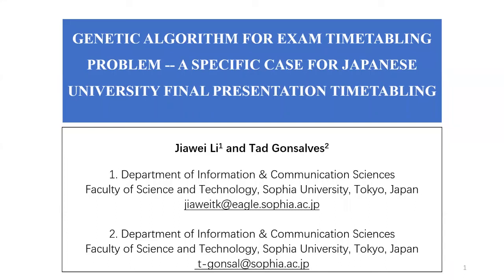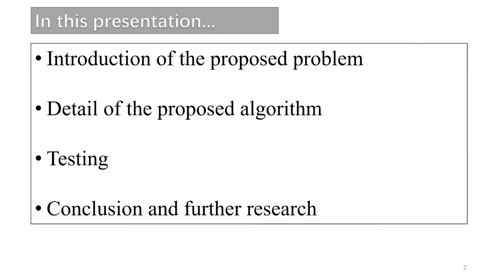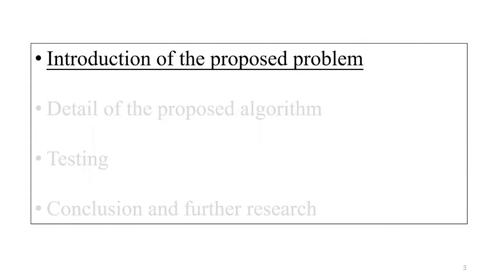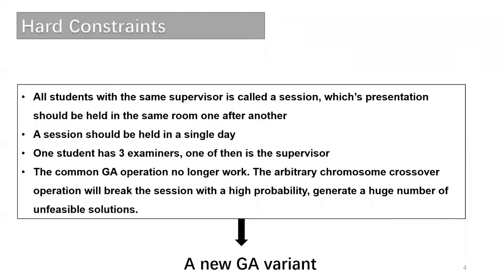In this presentation, I'm going to introduce a specific ETP problem, which is really common and happens in Japan. I'm going to use a genetic algorithm to solve this special problem. My presentation can be simply divided into 4 parts: first, the proposed problem; then the detail of my algorithm; the testing; and finally the conclusion and my further research plan.